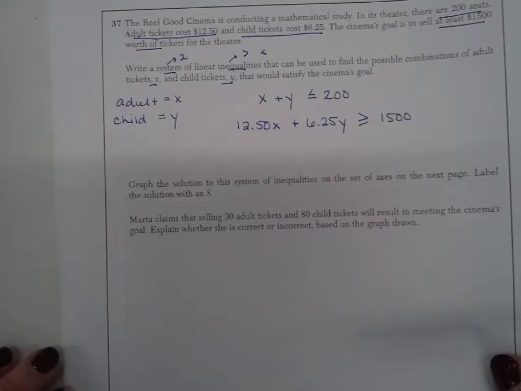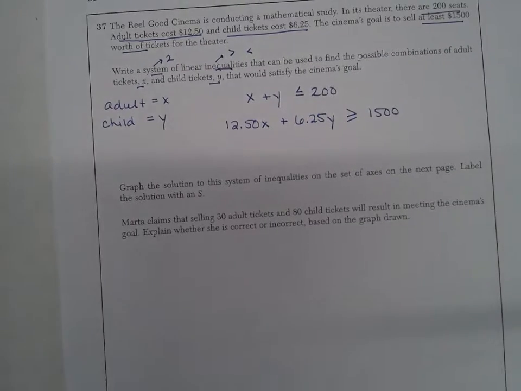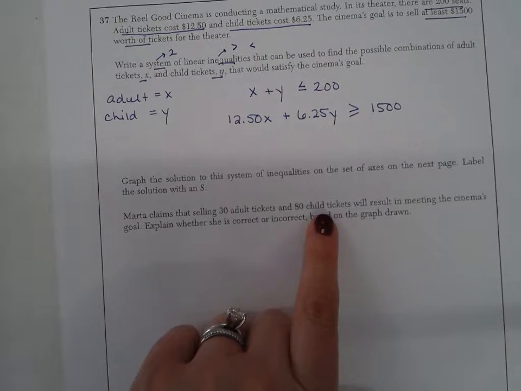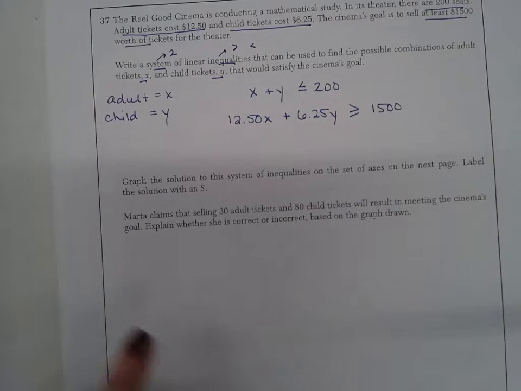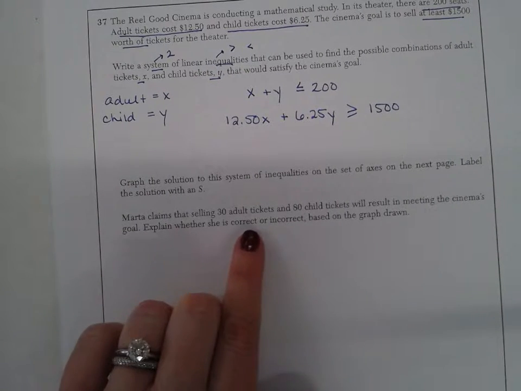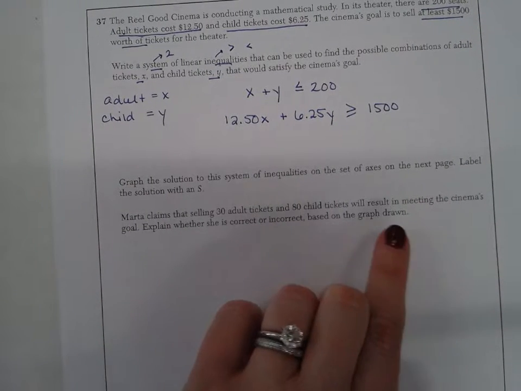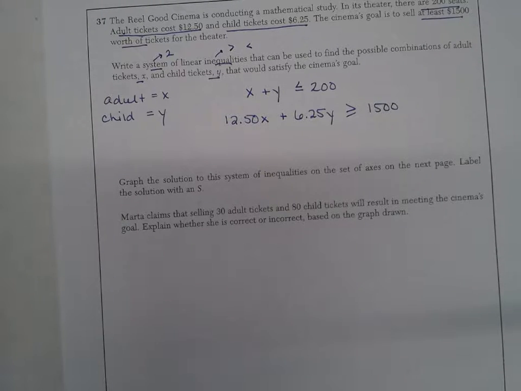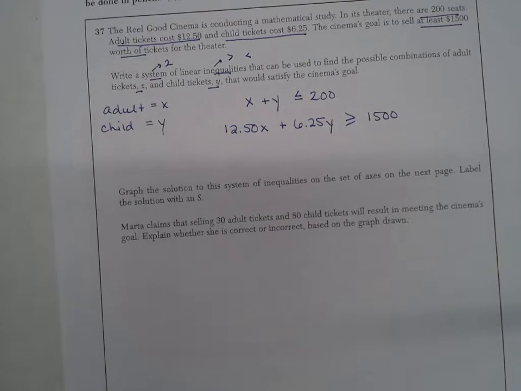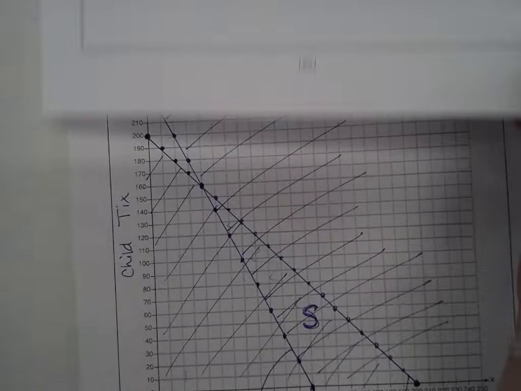Now, Marta claims that selling 30 adult tickets and 80 child tickets will result in meeting the cinema's goal. Explain whether she is correct or incorrect based on the graph. So I have to give an answer based on the graph. So I'm going to go back to my graph for a second and see what's going on.